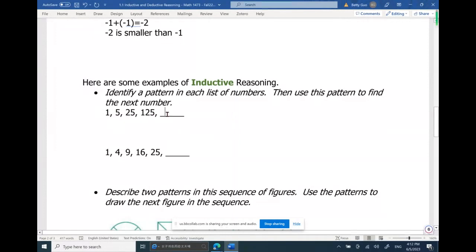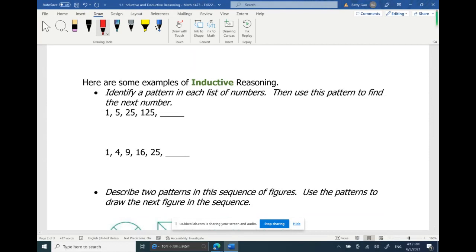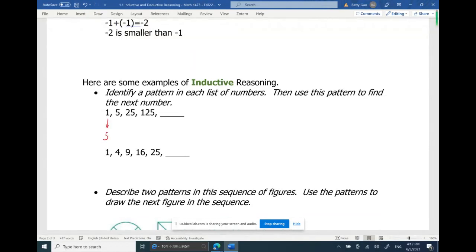1, 5, 25, 125. So if we see 1 as a power of 5, yeah, we can see 1 as 5 to the power of 0. 5 is 5 to the power of first. 25 is 5 to the power of 2. 125 is 5 to the power of third. Do you see the pattern? So all the 4 given elements in the sequence are powers of 5.